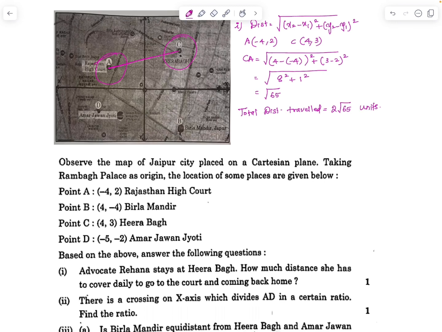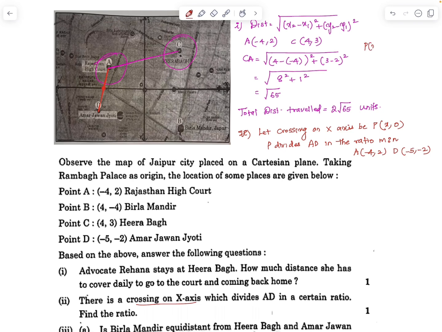Question 2. There is a crossing on x-axis which divides AD in a certain ratio. Find the ratio. Crossing on x-axis means that's a point on x-axis. So let us consider this crossing as point P whose coordinates are x, 0. Since the point is on x-axis, its y coordinate will be 0. The question says this point P divides AD in a certain ratio. The coordinates of A is minus 4, 2 and the coordinates of D is minus 5, minus 2.